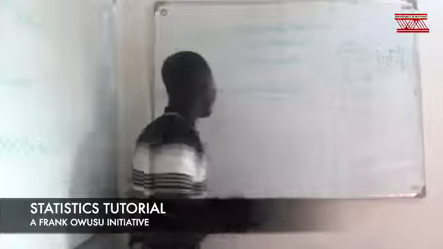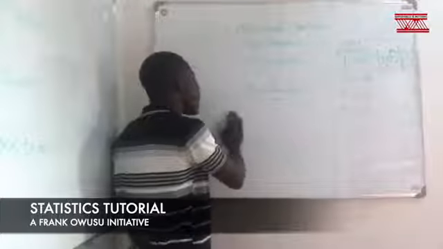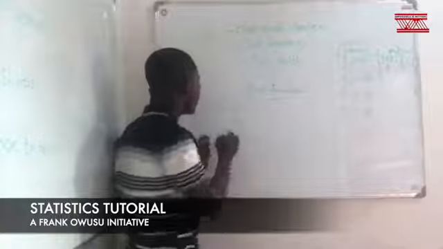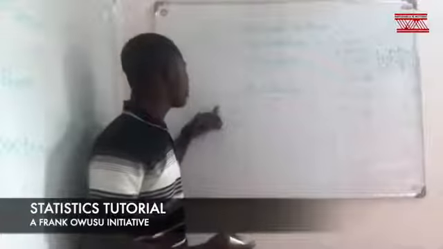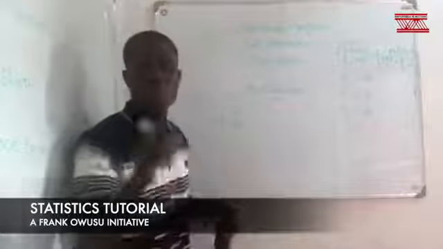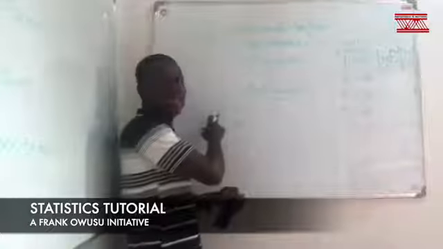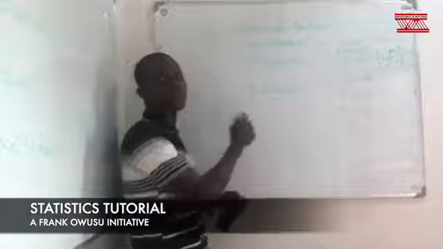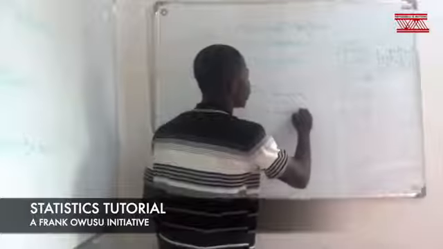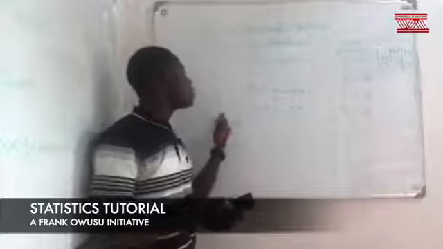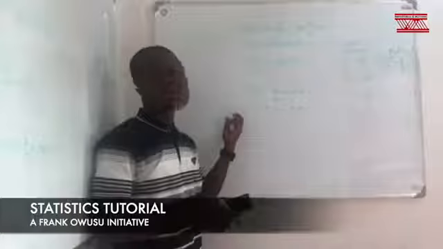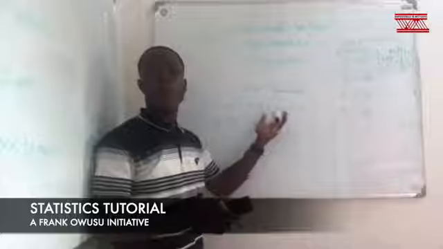If I'm asked to find the class boundary of this first class interval, from 1 to 5, what I will do is subtract 0.5 from the lower class limit, then add 0.5 to the upper class limit. So it will be 0.5 to 5.5. I subtracted 0.5 from the lower class limit and added 0.5 to the upper class limit to get my class boundaries. So this is how we get our class boundaries.